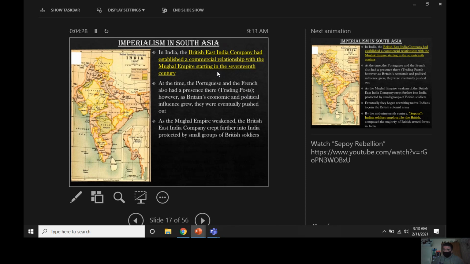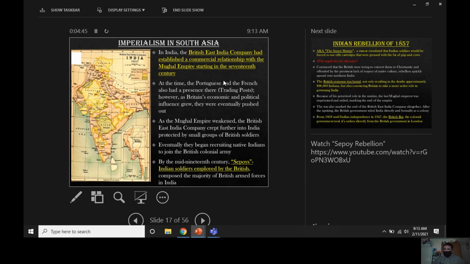As the Mughal Empire weakened, the British East India Company crept further into India, protected by small groups of British soldiers. Eventually, they began recruiting native Indians to join the British colonial army. By the mid-19th century, mid-1800s, sepoys, Indian soldiers employed by the British, composed the majority of British armed forces in India. So you've got to look at the context of the time.